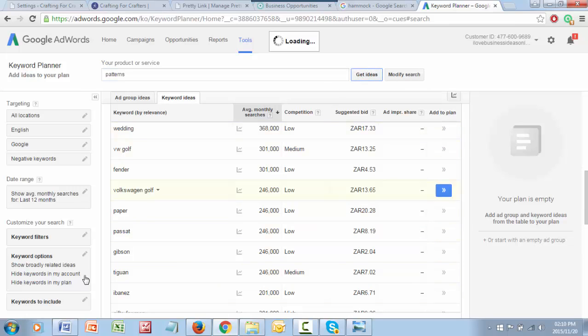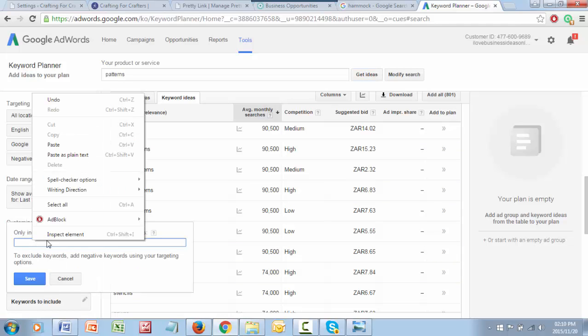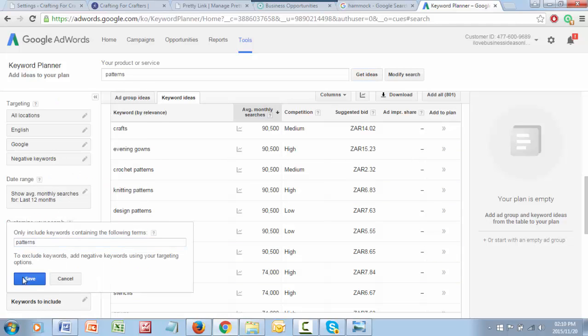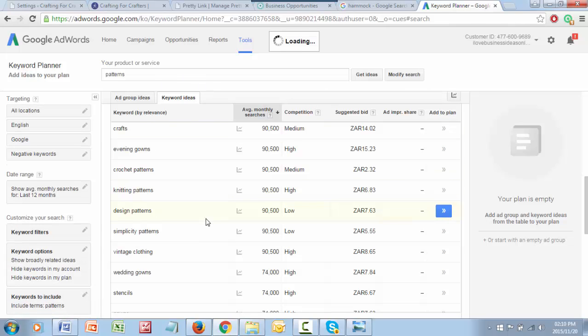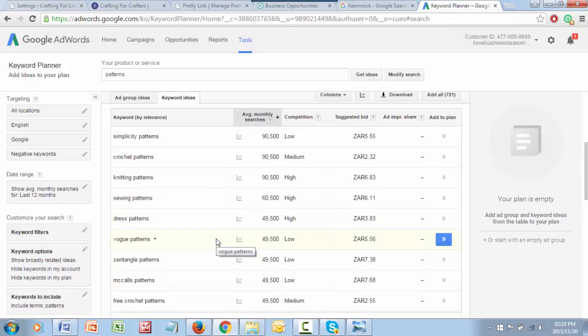Now, it might still throw me up a bunch of rubbish, like evening gowns. I don't need it. It's patterns still. So now, but in truth, I wanted it to show me words with the word patterns in it. And it's a little bit naughty for me now because then it cuts out things. But yeah, this is cool. This is really great. So now there's a product, a brand, Simplicity Patterns in crochet, not bad. Knitting, sewing, dress patterns, Vogue patterns.